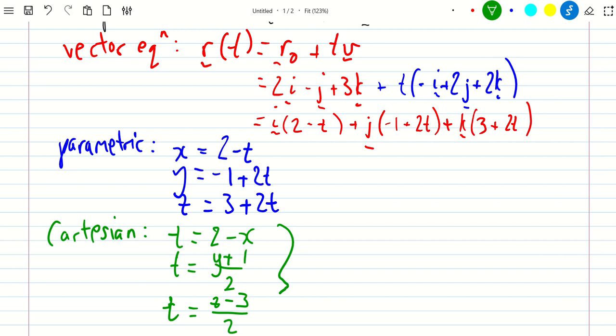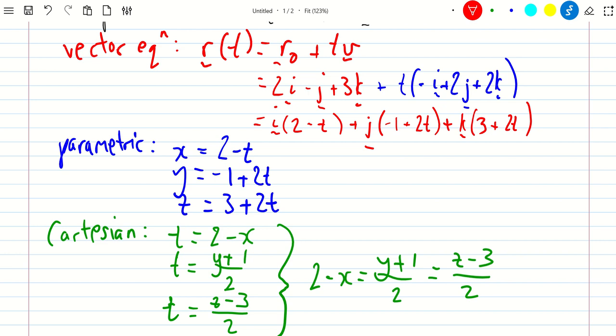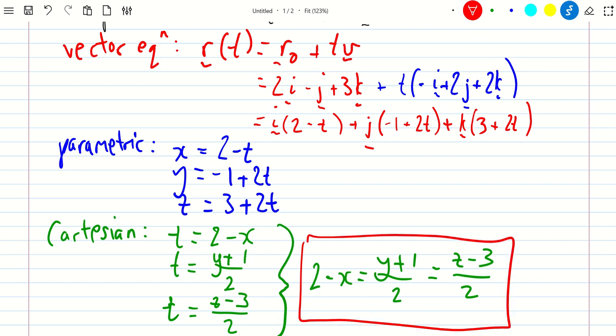And so this all gets put into the same equation. So it'll be 2 minus x is equal to y plus 1 over 2, which is equal to z minus 3 over 2. And that is the Cartesian equation of this line. It gives you what values of x, y, and z satisfy this equation. It will give you all the points that go along that line. And so that's how we find it.